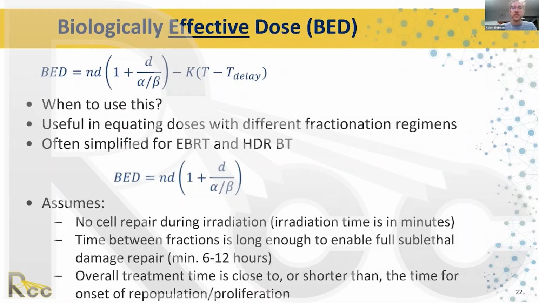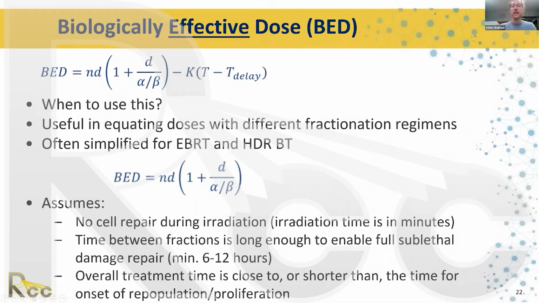So when to use this? It's useful in equating doses with different fractionation regimens. It's often simplified for EBRT, external beam, and high dose rate brachytherapy. So sometimes we'll remove this proliferation term and just leave the alpha beta term. When we simplify it, it assumes no cell repair during radiation. The radiation time is in minutes, and time between fractions is long enough to enable sublethal damage repair, so 6 to 12 hours.